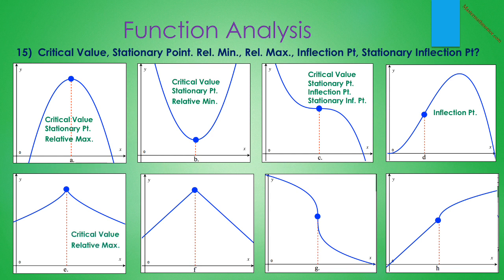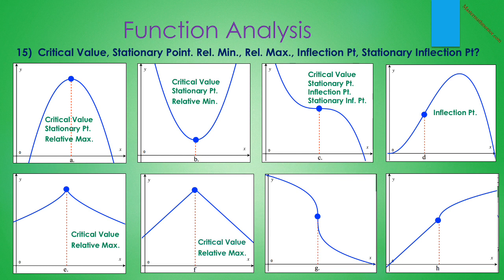In E, this is a cusp point. The tangent line is vertical, making the derivative undefined and making the point a critical value. It is a relative max as the curve is increasing to the left, decreasing to the right. It is not a point of inflection as concavity does not change.